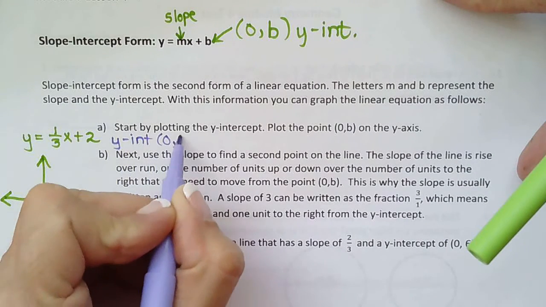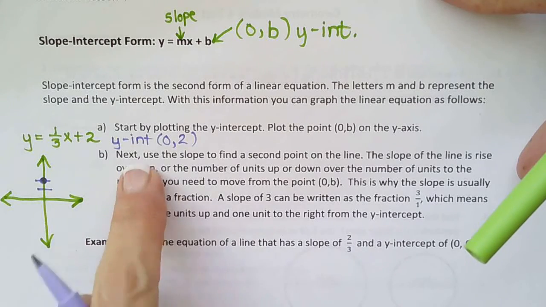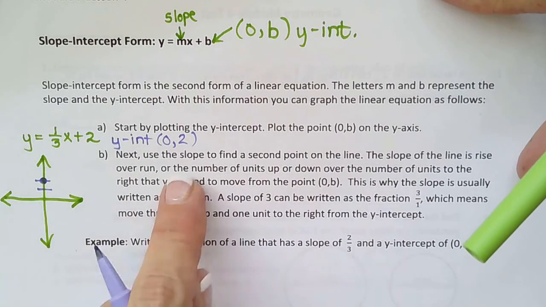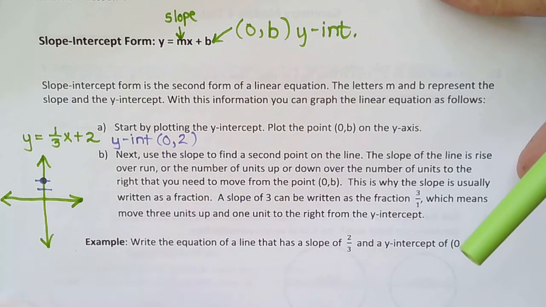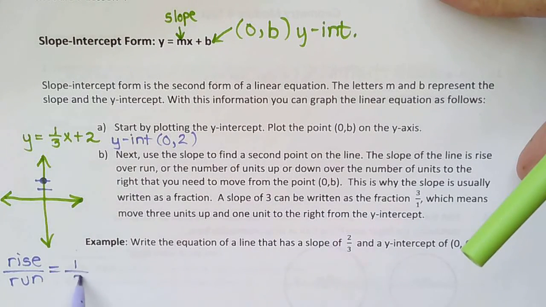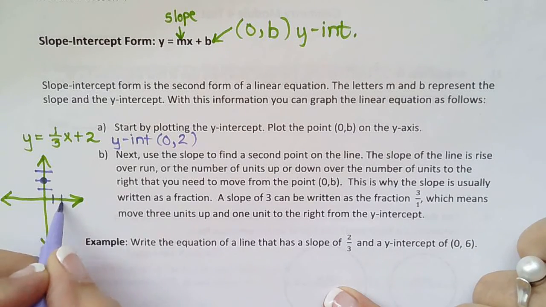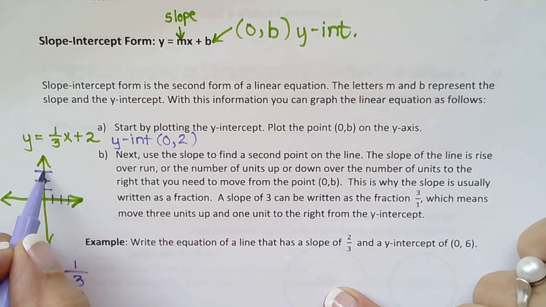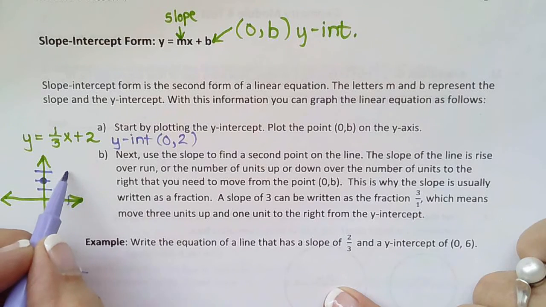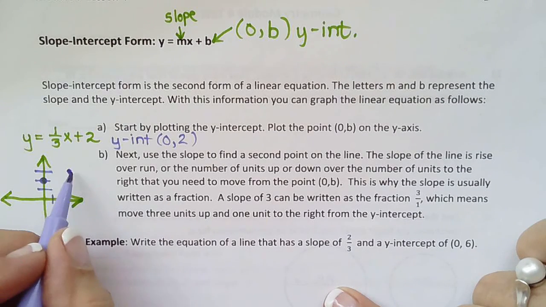So x is always 0, so we plot that point. That's what step 1 says, plot the y-intercept. Then we do our rise and run. Our rise and run on this one that I just made up out of the blue is 1/3. So from that point, we put some more. You rise 1 and run 1, 2, 3. So rise 1, run 3.